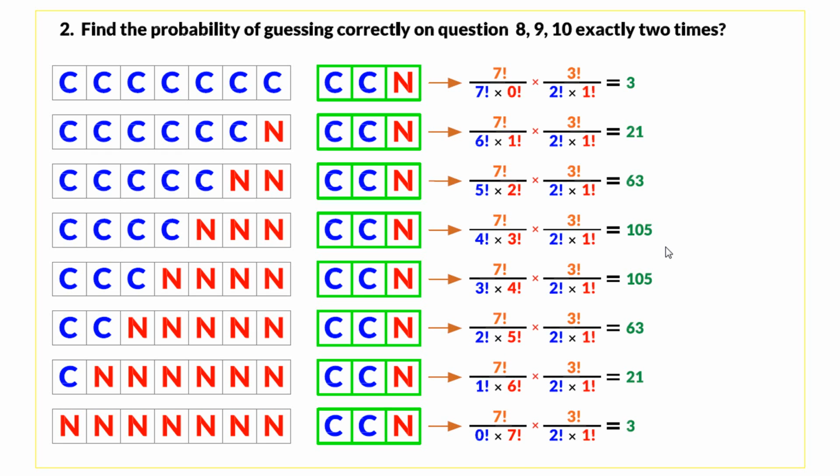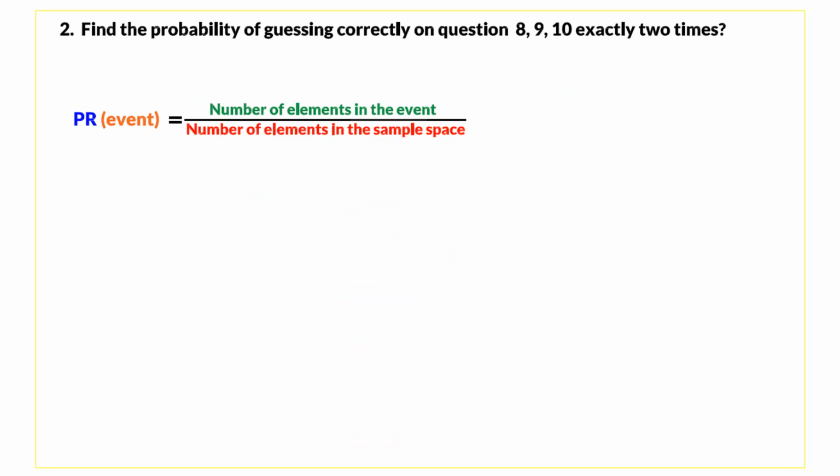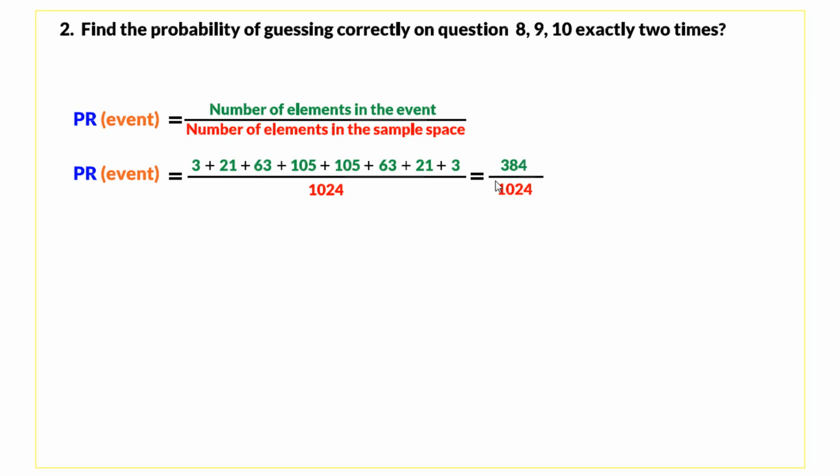And finally, we add them together and we get 384 favorable outcomes for the event of guessing correctly on questions 8, 9 and 10 exactly 2 times. Now to find the probability, we apply this formula here: number of favorable outcomes in the event divided by the number of elements in the sample space. So we add all these elements to get 384 favorable outcomes divided by 1024, and that is 3/8.